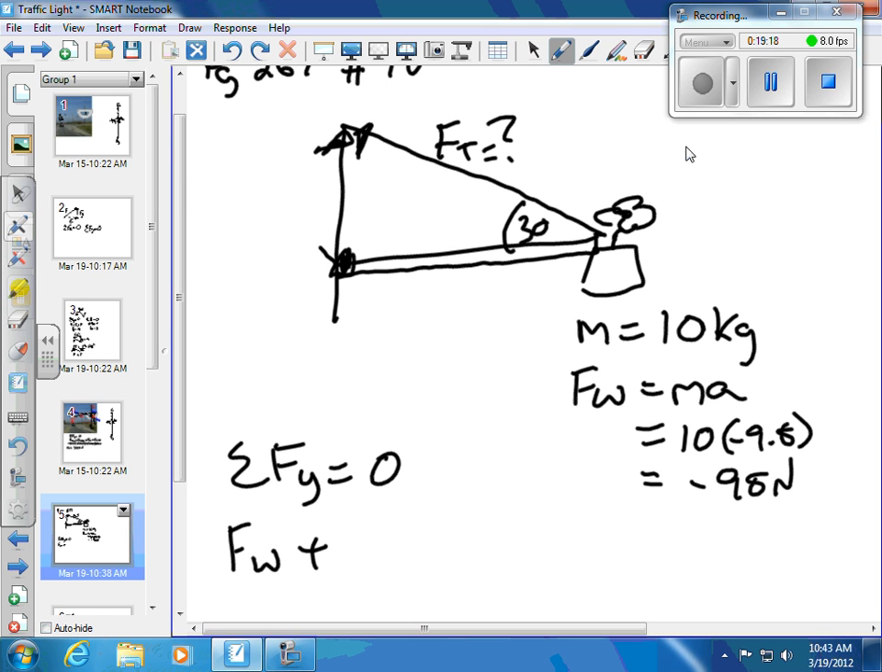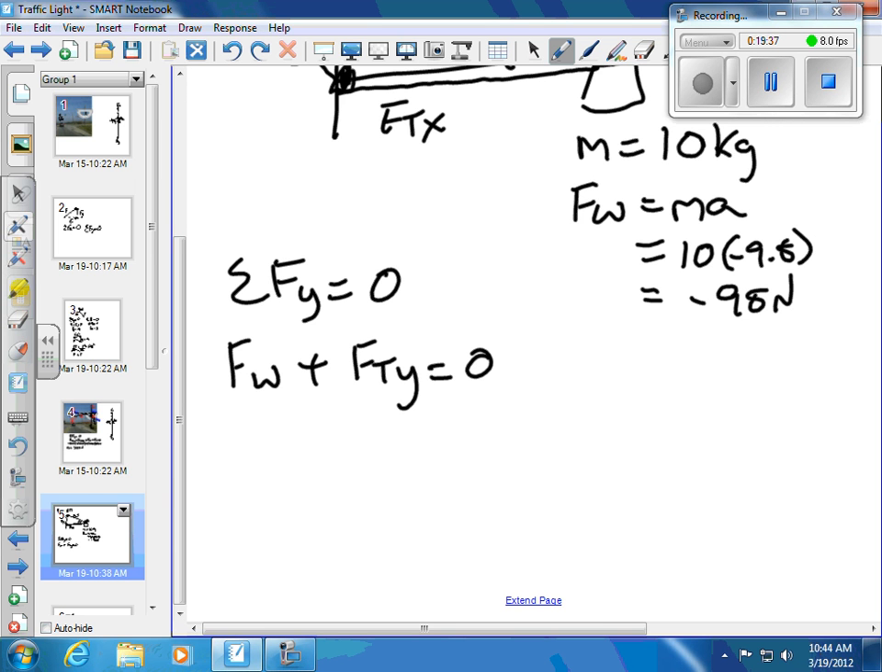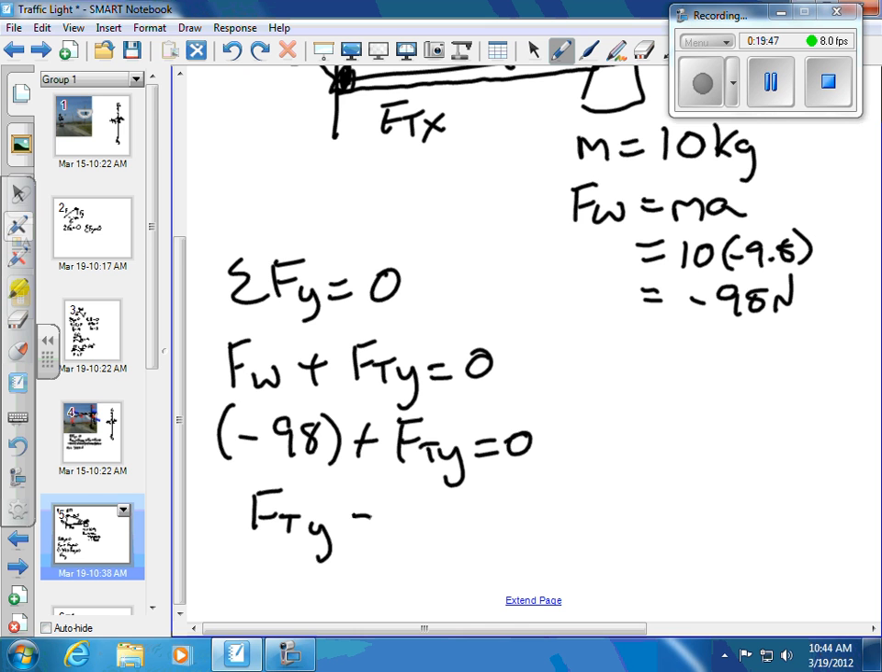Okay. So our components are FTY and FTX. So we're just looking at FTY, equals 0. So minus 98 plus FTY equals 0. What's FTY? Is that positive or negative? It'd be positive 98. No big deal. Now we've got to find the tension.